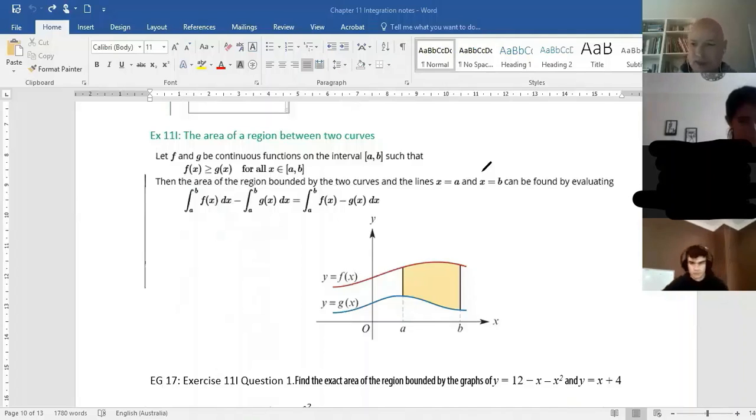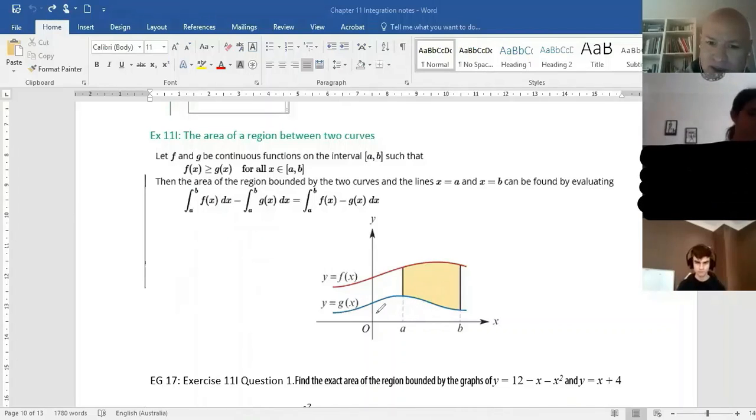Between two curves. Now let's think about this. We have two curves, so we need to know which curve is higher. Like this at the moment, the blue one is down here. If we're finding the area between two curves, and let's say x equals a and x equals b, we're finding this area here. Just that blue part there.